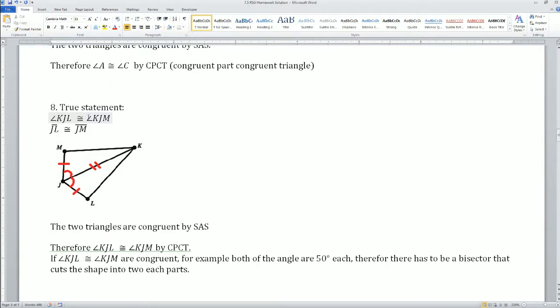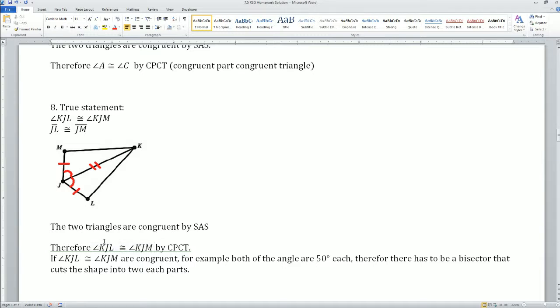8. Okay, true statement. Angle KJL is congruent to angle KJM. KJL, that's that angle, is congruent to KJM. Angle congruent. JL is congruent to JM. Congruent there. The two triangles are congruent by SAS. Side, angle, side. Again, JK is shared. That's why it's congruent. Therefore, we say angle KJL is congruent to angle KJM by CPCTC.